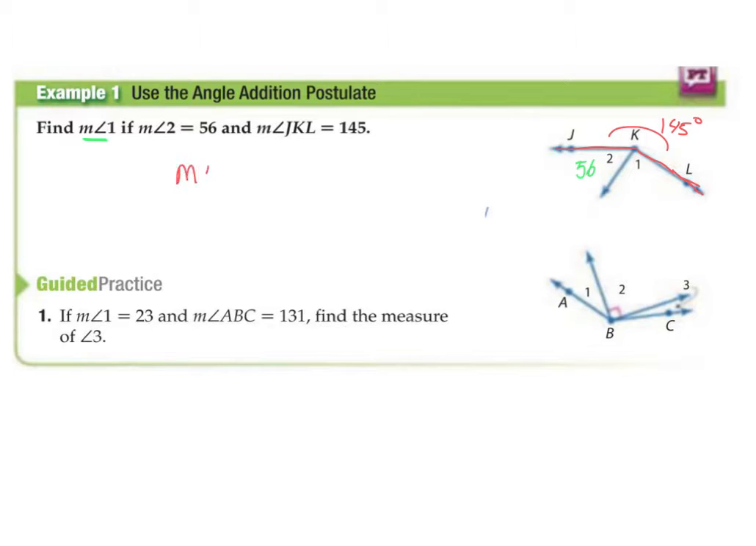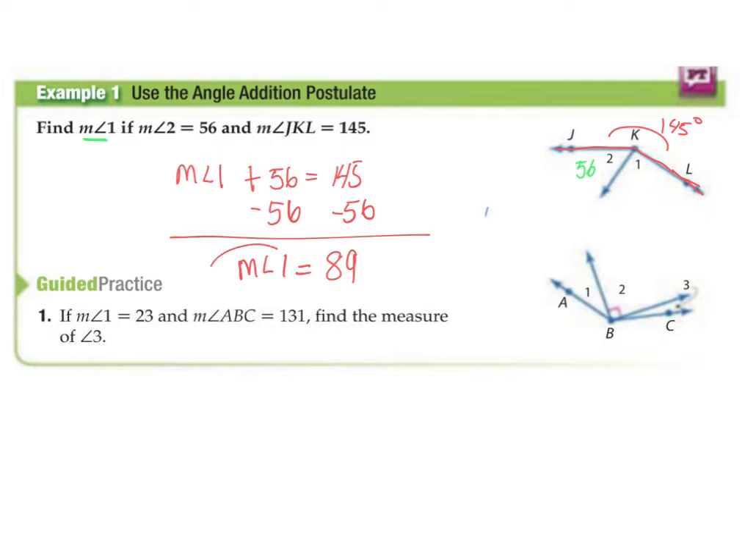So the measurement of angle 1, I do not know what it is, that's my missing information, plus 56 has to equal the entire angle measure. So now I'm going to solve for the measurement of angle 1. You can let that be x or just leave it as is. The measurement of angle 1 has to equal 145 minus 56. So angle 1 is 89 degrees.